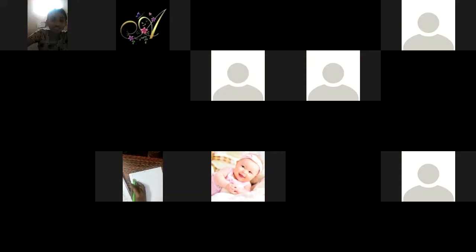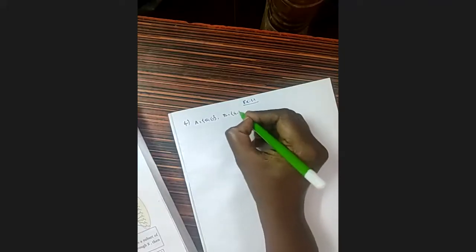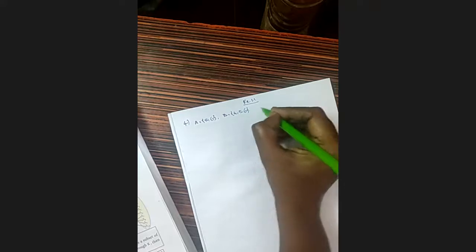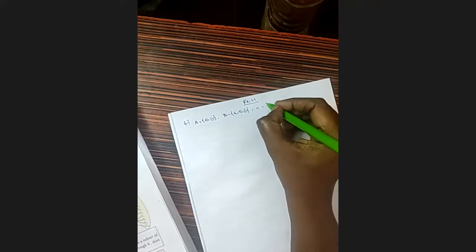So here we are given 3 sets A, B and C. So the question is, if A equal to {5, 6}, B equal to {4, 5, 6} and C equal to {5, 6, 7}.